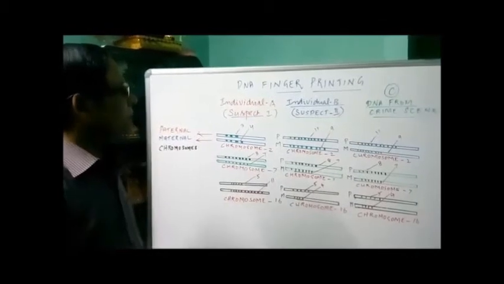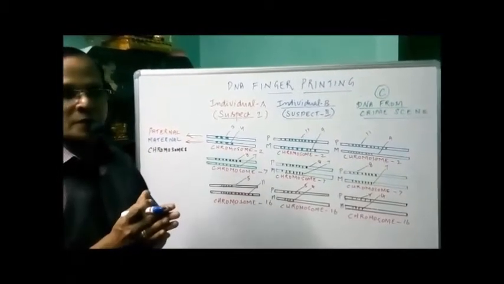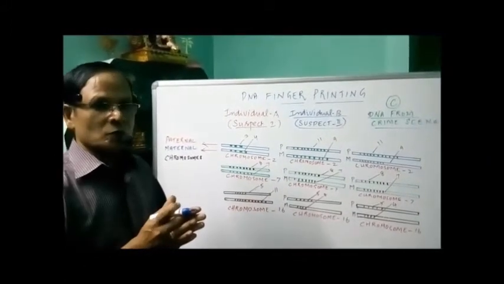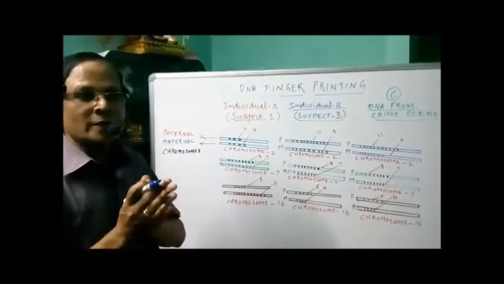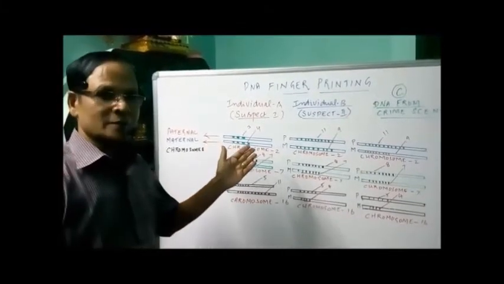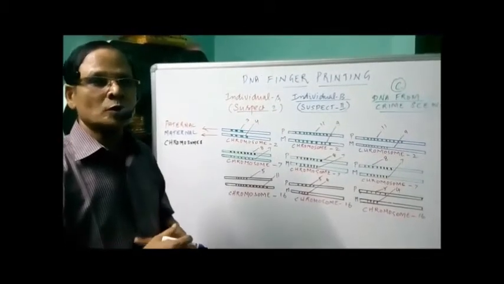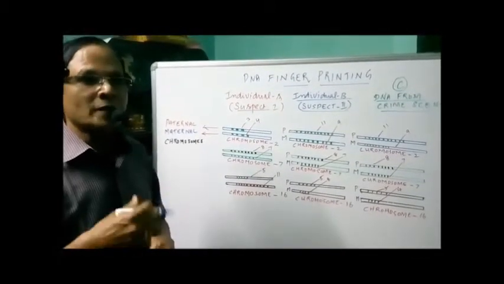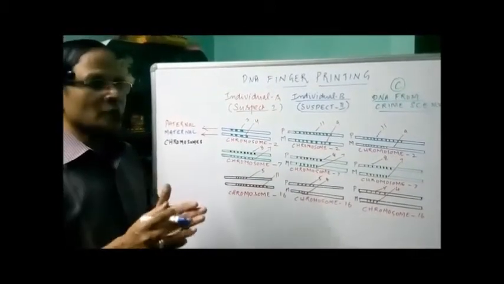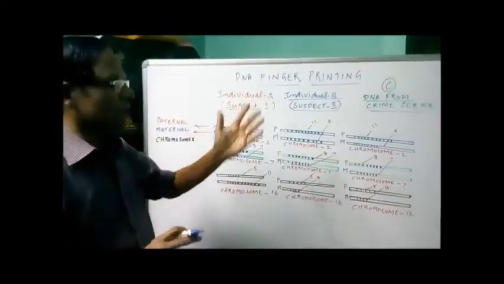In the case of forensic analysis, when there is a murder, we want to know whether the suspect is guilty or innocent. That can be analyzed. We can find out who is involved in the criminal activities, who is guilty or innocent. And for that we use DNA fingerprinting.